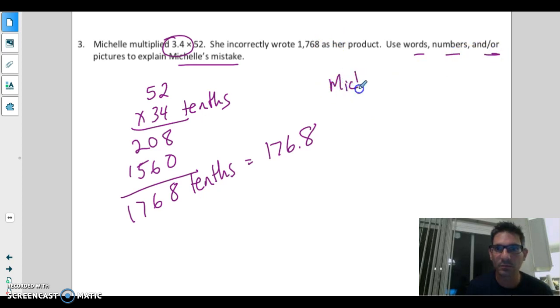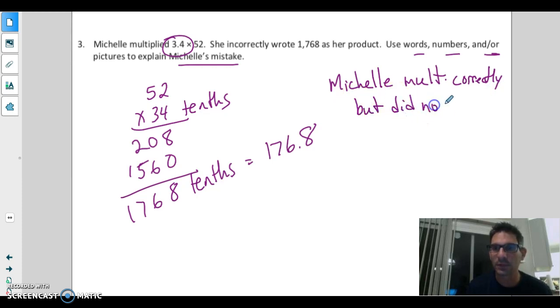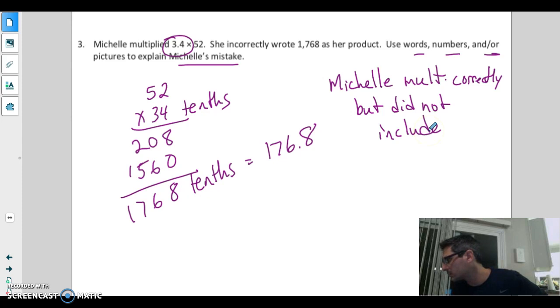Michelle multiplied correctly, but did not include, you could say, the tenths.